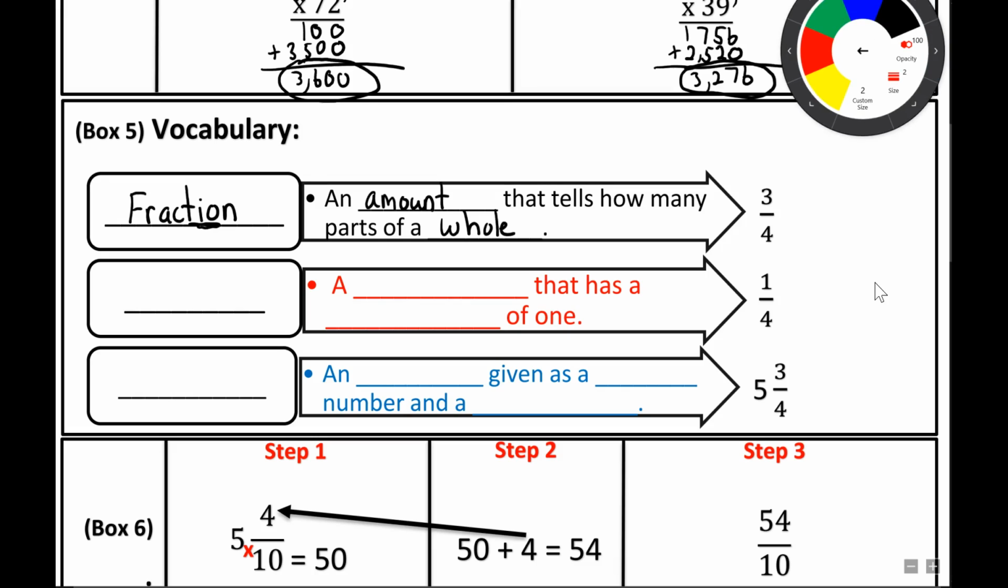Our next vocabulary word is going to be a unit fraction, okay? Unit fraction. Alrighty, and a unit fraction, okay, is a fraction that has a numerator of 1. And remember, numerator means the top number, okay? Numerator is a top.